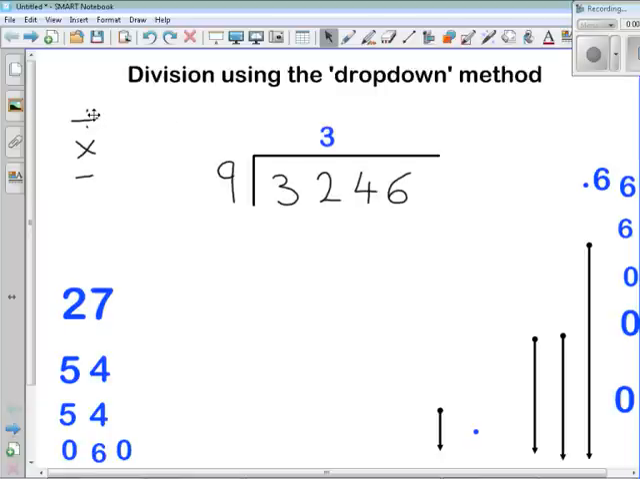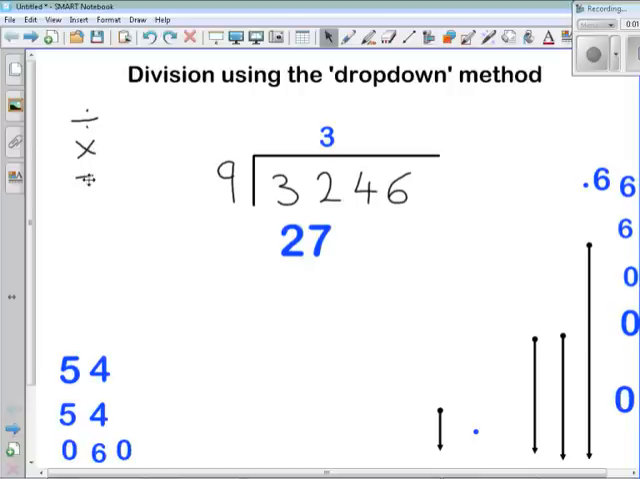Now we've done the division side of things. Let's look at the multiplication side of things now. So we take 3 times it by the 9. That gives us 27, and here's our 27 down here. And we place the 27 just there underneath the 32. Okay, now we've done the multiplication part of things.